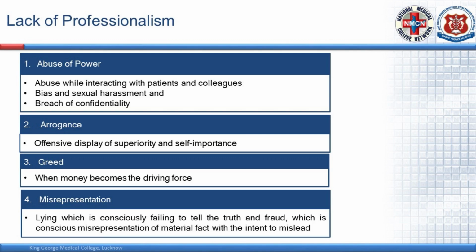Lack of professionalism happens when doctors abuse their powers, have biases, or commit sexual or mental harassment, they breach confidentiality and disclose the patient's documents, or they have arrogance in their behavior, or self-importance. When money becomes the driving force, sometimes doctors may have greed, or they may lie to the patient and not tell the truth, or misinterpret the information with the intention to mislead the patient due to some interest.